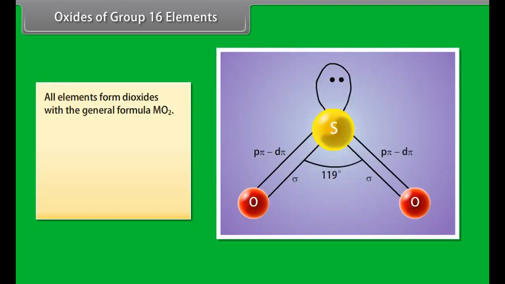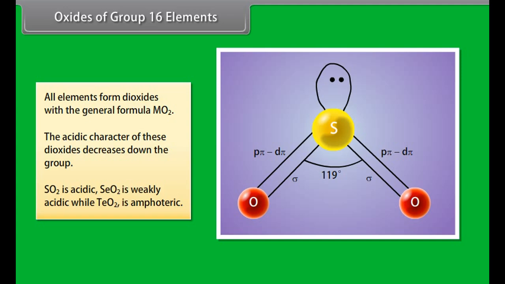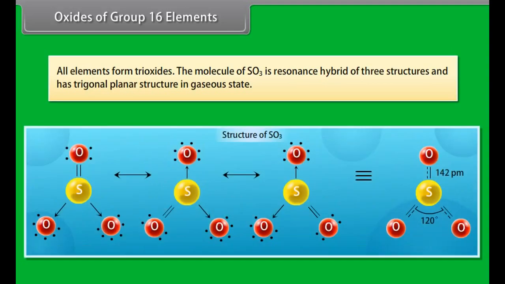Oxides of group 16 elements. All elements form a variety of oxides. All elements form dioxides with a general formula MO2. The acidic character of these dioxides decreases down the group. SO2 is acidic, SeO2 is weakly acidic, while TeO2 is amphoteric. All elements form trioxides. The molecule of SO3 is a resonance hybrid of 3 structures and has trigonal planar structure in gaseous state.